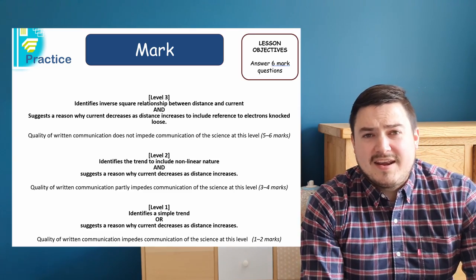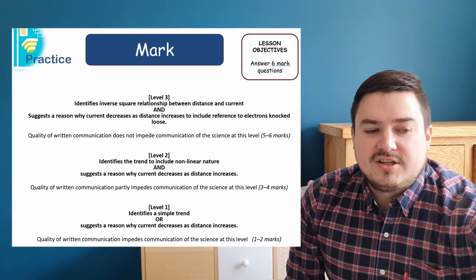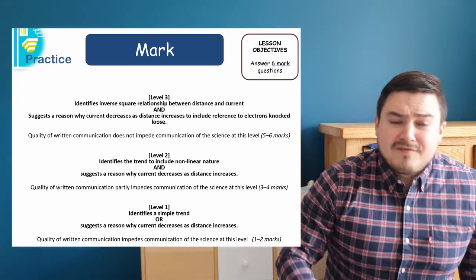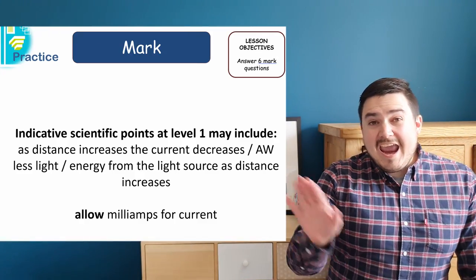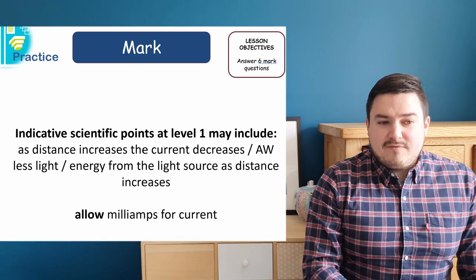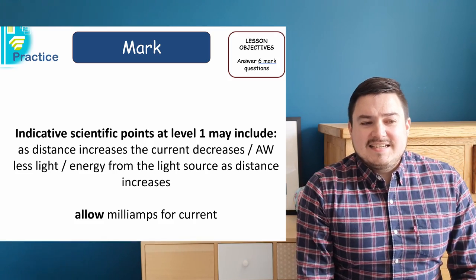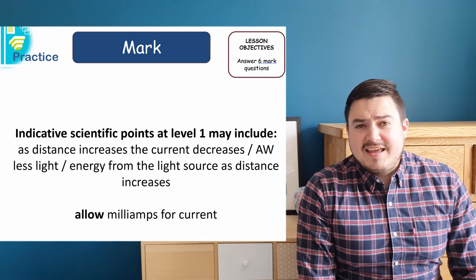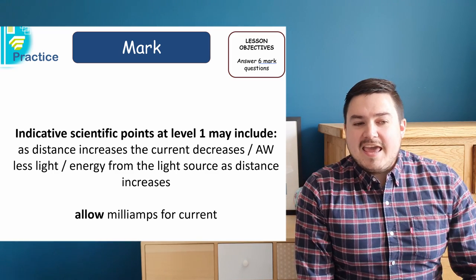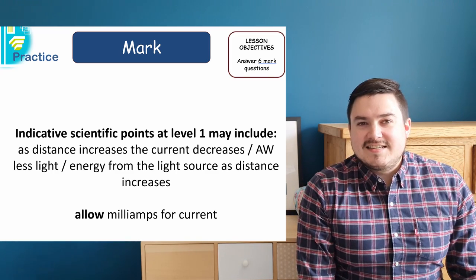So let's have a look then at exactly what the question's expecting you to say. For level 1, as distance increases, the current decreases. In any wording of that, you can get it the opposite way around, as long as it's as distance increases, the current decreases. You could also say the idea that less light means less energy from the light source as the distance increases.